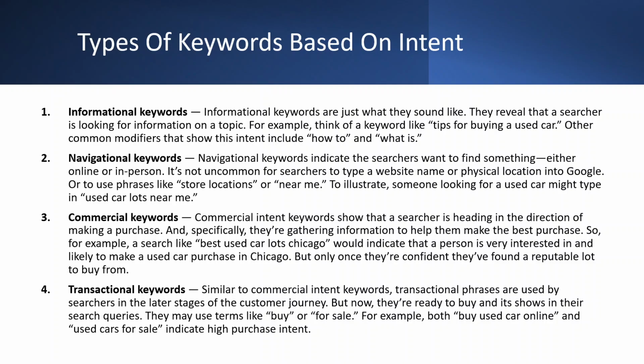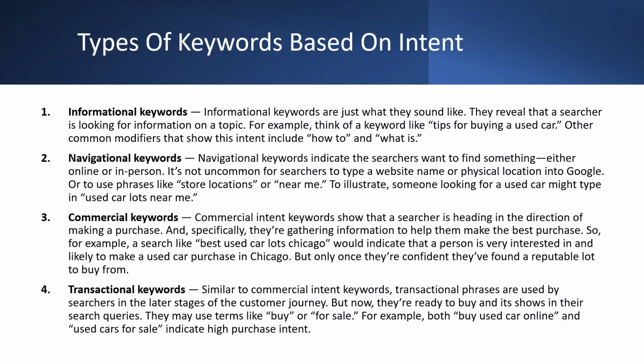After this, the third type is commercial keyword. Commercial intent keywords show that the searcher is heading in the direction of making a purchase. So basically it can be like best car lot Chicago, or best car for city driving. So these are the commercial keywords.